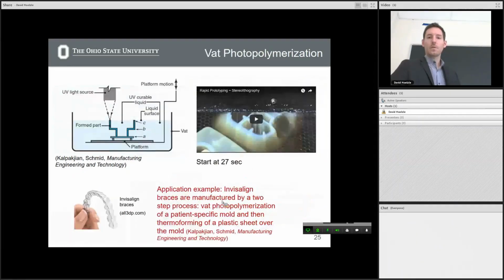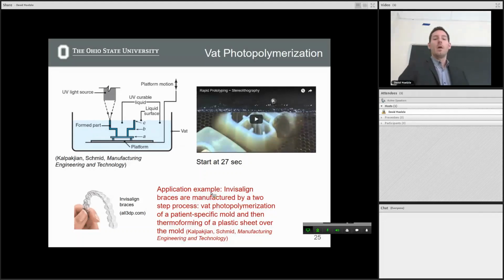Okay, last one. VAT photopolymerization. So this is an old one that you've probably seen before. And if you've seen Carbon 3D, which is the hot new company in additive manufacturing, this would be their process, or one that they've modified. They didn't originally conceive of this process.